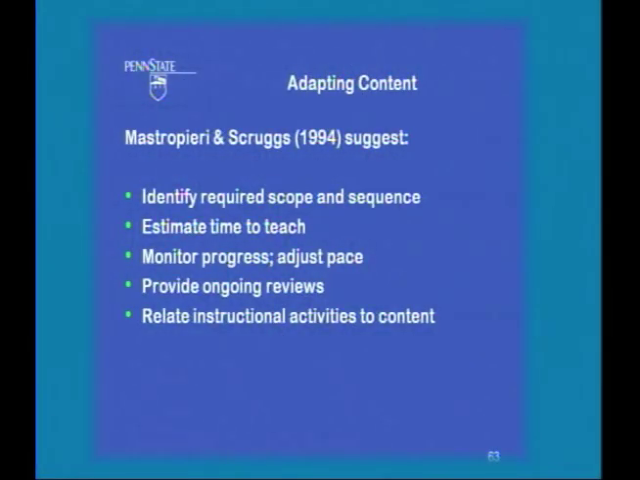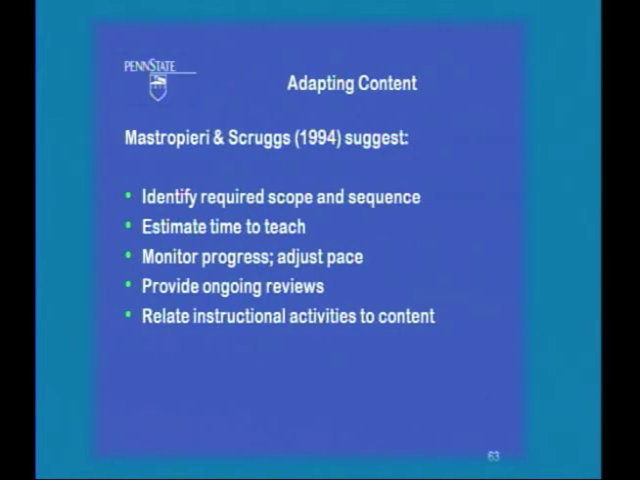Providing instruction for students with mild disabilities requires careful planning. To adapt the content, Mastropieri and Scruggs suggest identifying the scope and sequence of content that the student can successfully complete, and being specific to the objectives that the student can complete.